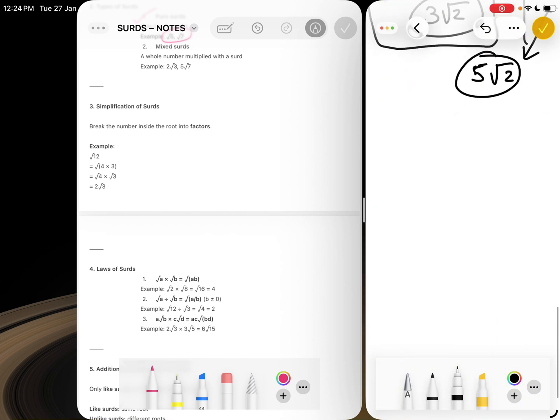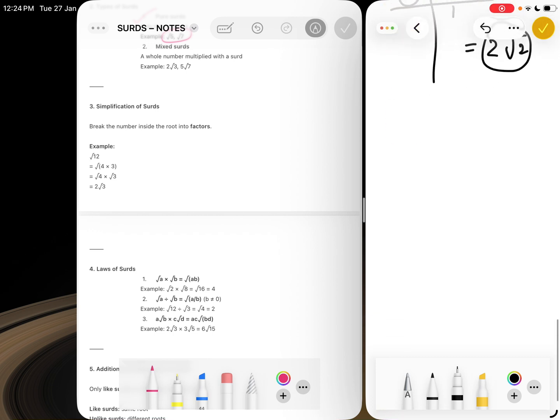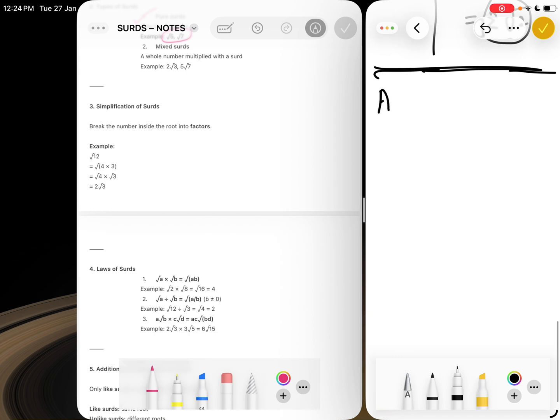If we have 8, okay, so 8 is 2 times 4, then 2 times 2, then 2 times 1. So we have a pair for 2, so that will be outside and the one which is left will be inside. That's how we can think. Okay, so we have 2 methods of how to simplify. You can choose any. Now let's talk about addition, subtraction, multiplication, division.